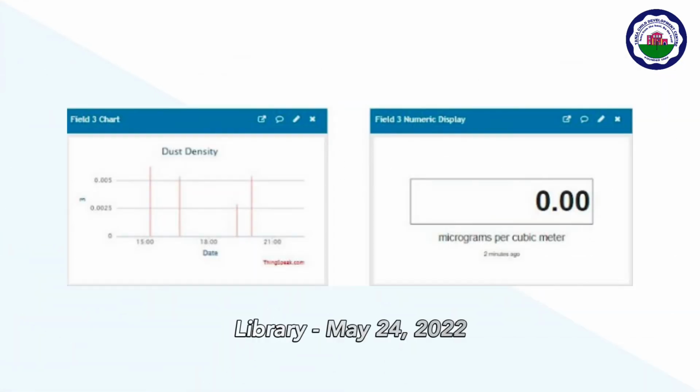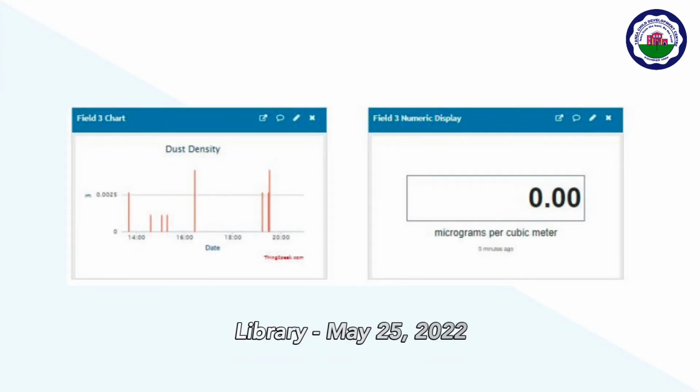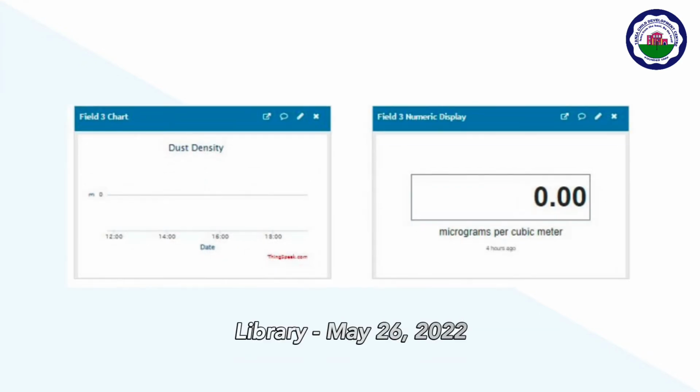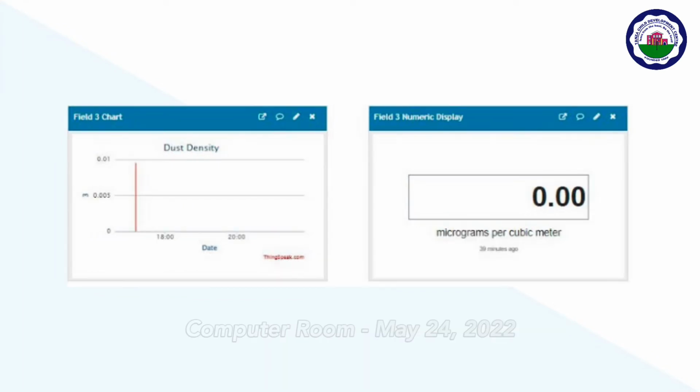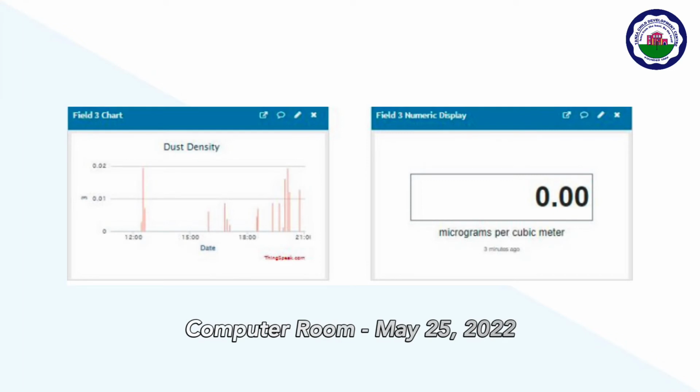Even though the readings in each room vary, the levels of carbon monoxide in such rooms are likewise safe and healthy. The library values for dust density or dust concentration varied from 0.00 to 0.1 micrograms per cubic meter. The computer room's readings range from 0.00 to 0.2 micrograms per cubic meter.